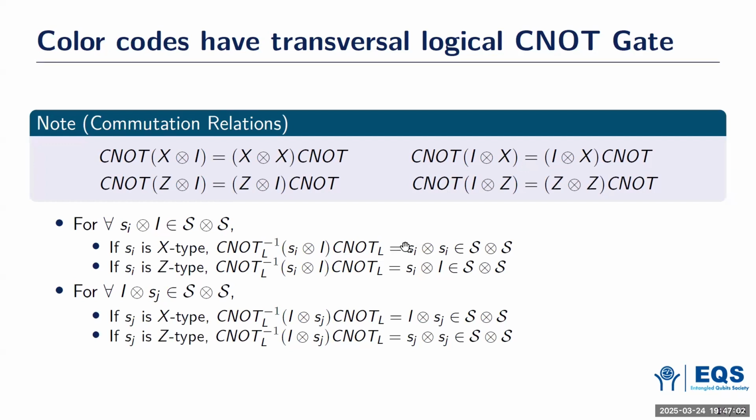Note that CNOT inverse is also a CNOT. And if S_i is Z type, this conjugation becomes S_i tensor identity, which also belongs to the stabilizer group. And this also works for the identity tensor S_i case. So this logical CNOT is a real logical operator. Do you have any questions?